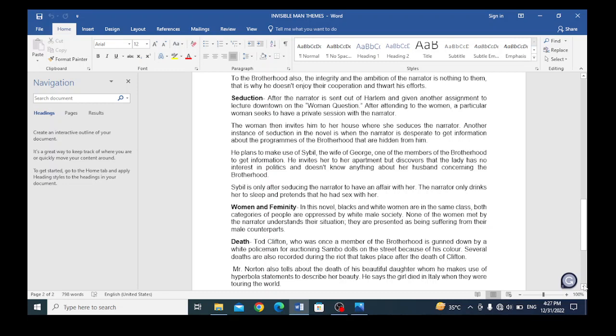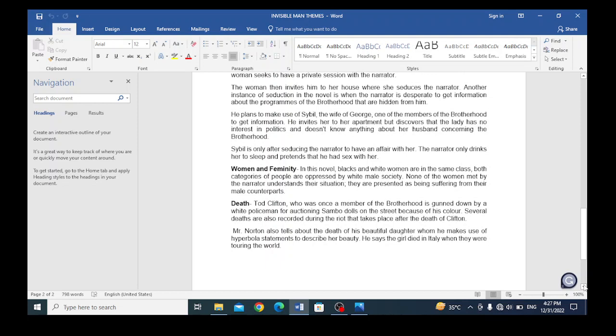Another instance of seduction in the novel is when the narrator is desperate to get information about the programs of the Brotherhood that are hidden from him. He plans to make use of Sybil, the wife of George, one of the members of the Brotherhood, to get information. He invites her to her apartment but discovers that the lady has no interest in politics and doesn't know anything about her husband concerning the Brotherhood. Sybil is only after seducing the narrator to have an affair with her. The narrator only drinks her to sleep and pretends that he has sex with her.